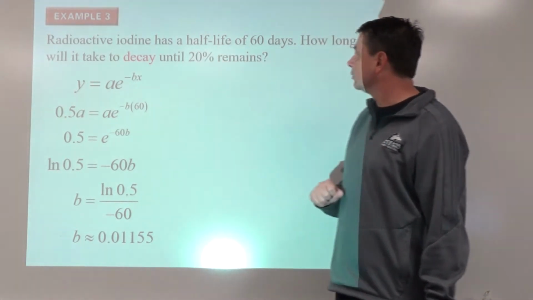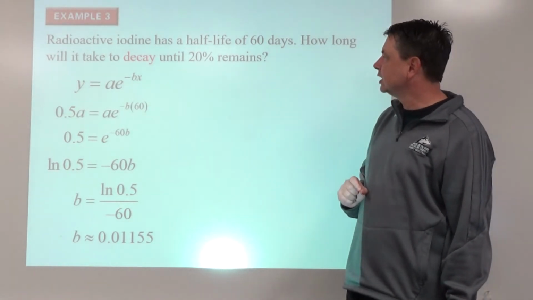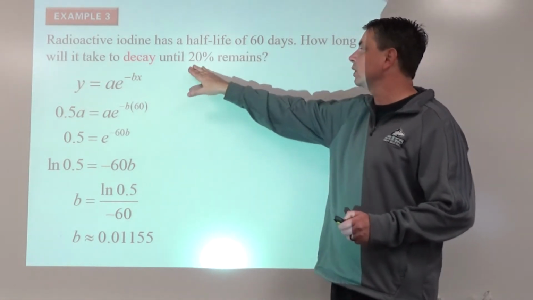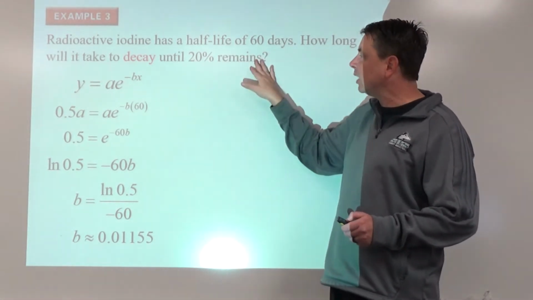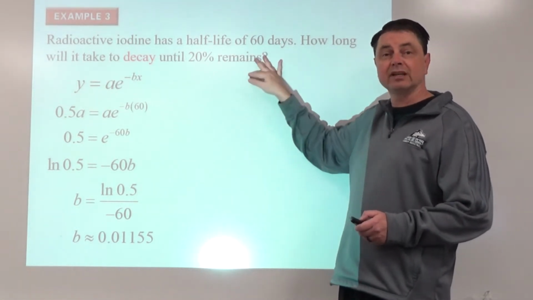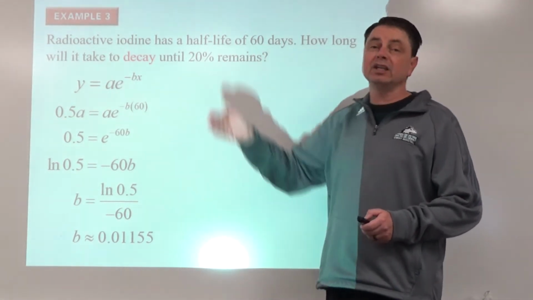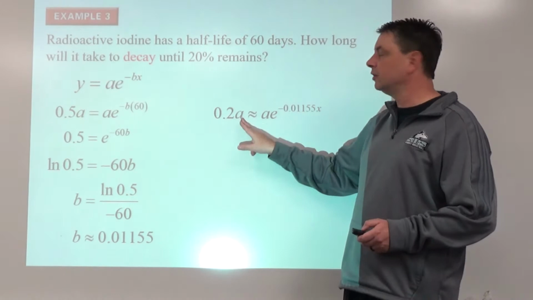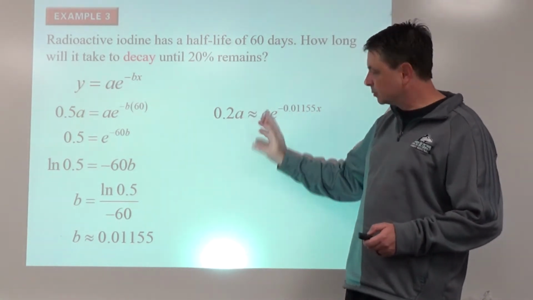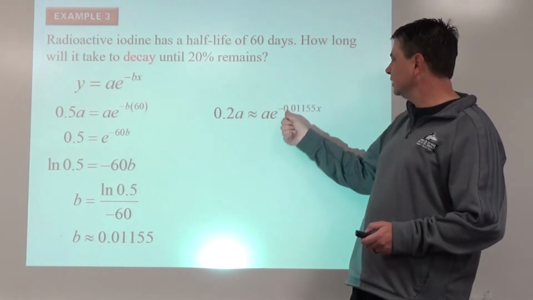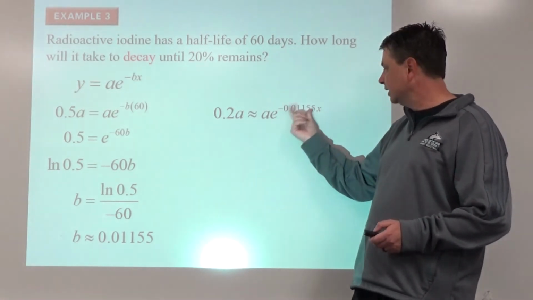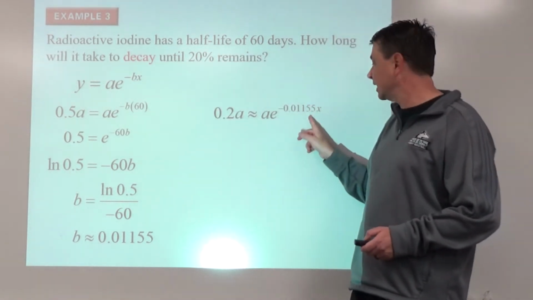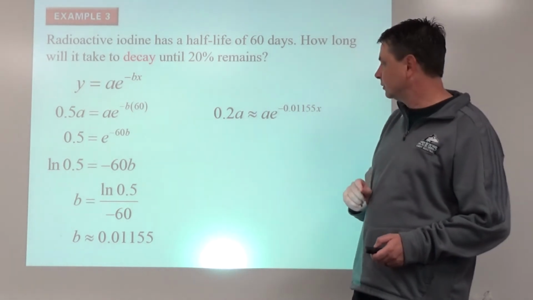Now we can go after our problem here. How long does it take to decay until 20% remains? Be very careful about the wording of the problem, because it might say until 20% decays away. It is all about what we have remaining. If it says 20% decays away, then we would have 80% remaining. In this case, we have 20% remaining. So 20% of a, our starting amount, is approximately a times e to the negative b, we just found b, times our unknown x. Because now we're asking how long will it take? x is our time in this case. So now x is our variable.